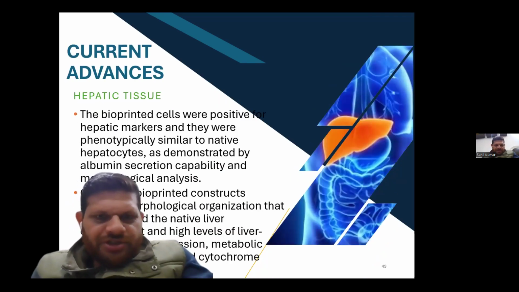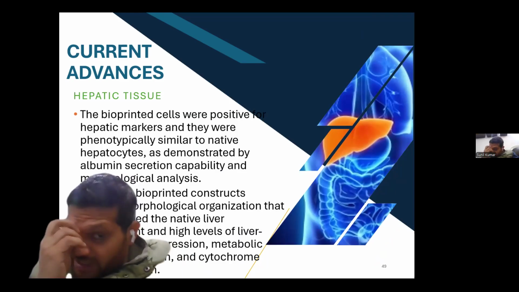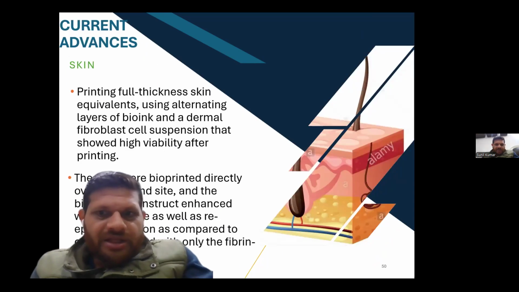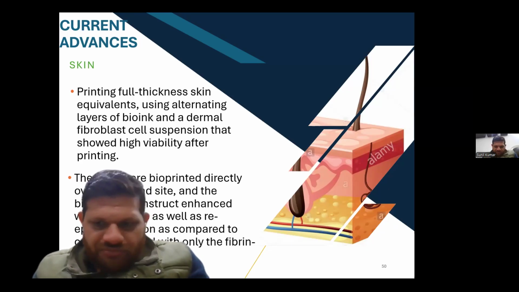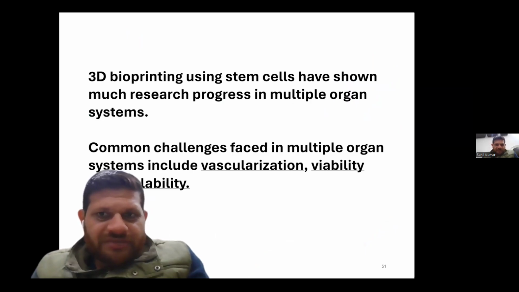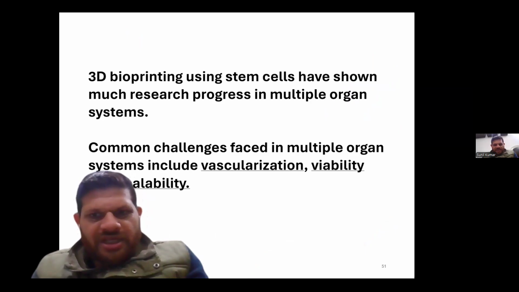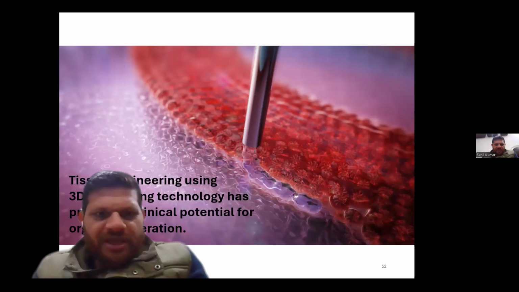Then hepatic tissues, that is building an organ like liver or kidney, has been done. Then skin has been generated by printing full thickness skin equivalents using alternating layers of bio-ink and a dermal fibroblast cell suspension that showed high viability after printing. So 3D bioprinting using stem cells has shown much research progress in multiple organ systems. Common challenges faced in multiple organ systems include vascularization, viability, and scalability. So tissue engineering using 3D bioprinting technology has promising clinical potential for organ regeneration.